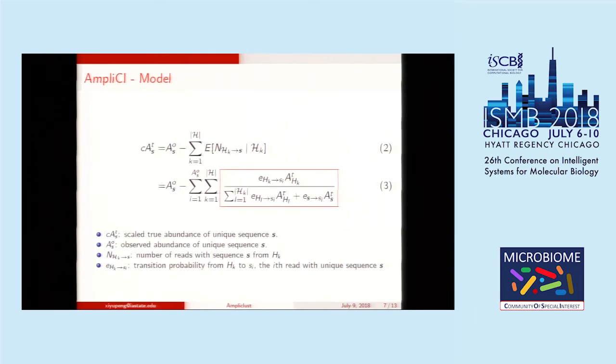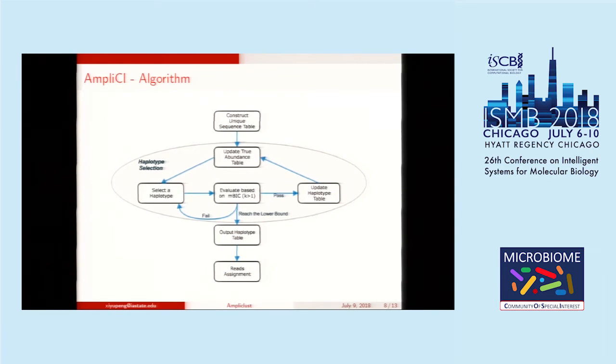I consider not only the sequence identity but also the quality information, and I also consider the abundance of the haplotypes and of the unique sequences. So that's why our algorithm works. So this is the workflow of how we select the haplotypes.